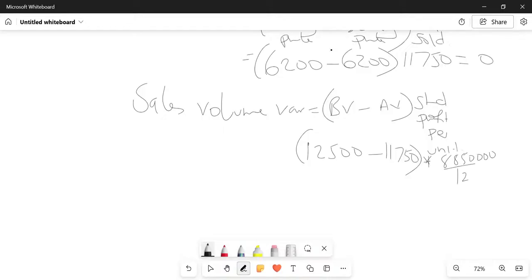Divided by how many units here, somebody? 12,500. You can as well compute it, right? You'll end up getting the same because they have already given me the total profit in the budget. What I just need to do is divide it to get profit per unit.